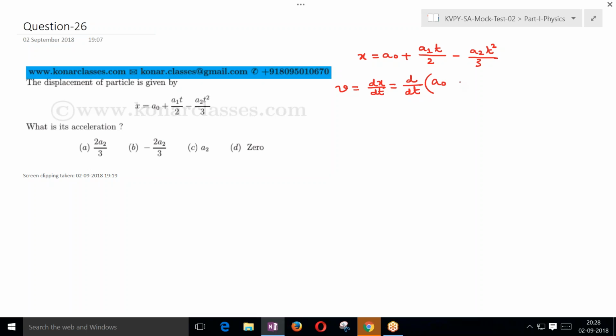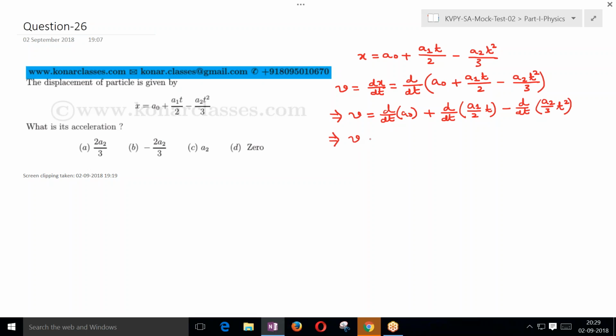So d/dt of a0 plus a1 into t by 2 minus a2 into t square by 3. So from here what we get, so let me do it slowly because most of you are very new to differential calculus, as I know, as you are in your class 11. So that means d/dt of a0. In this way you can also learn the fundamentals of differential calculus, plus d/dt of a1 by 2 into t minus d/dt of a2 by 3 into t square.